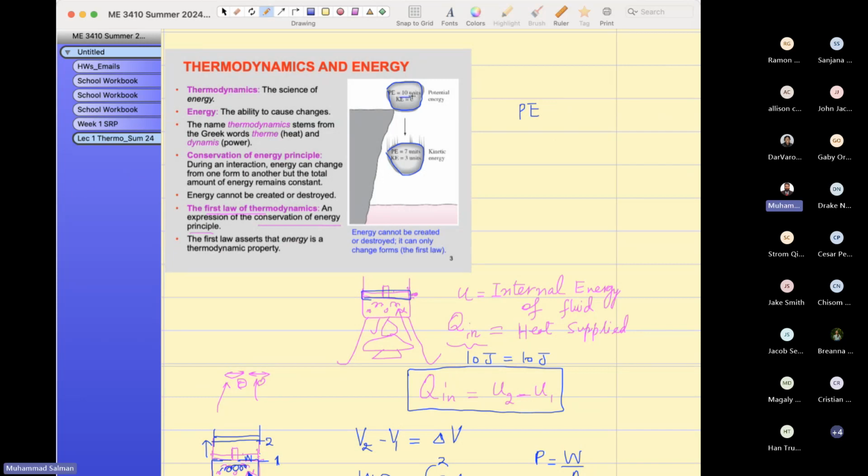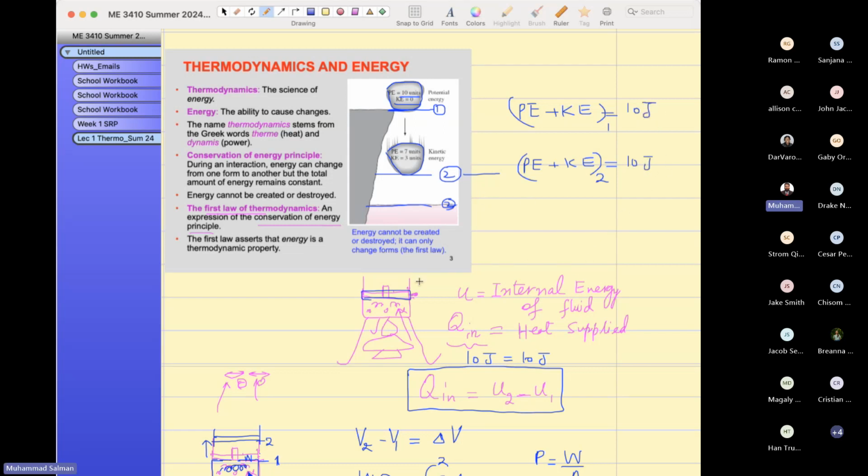Potential energy is 10 joules, and then kinetic energy at this location. Suppose this is position 1, this is position 2. At any location, at position 1 the sum is 10 units, potential energy plus kinetic energy, and at position 2 the sum is also 10 units. Usually energy has the unit joules.